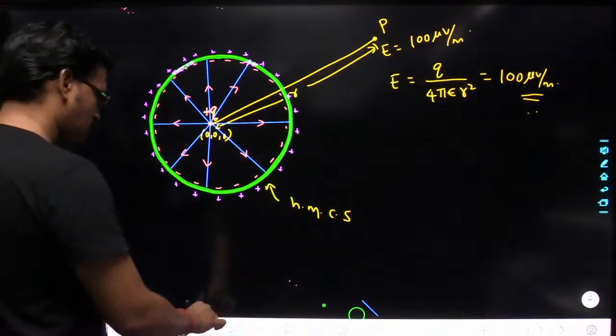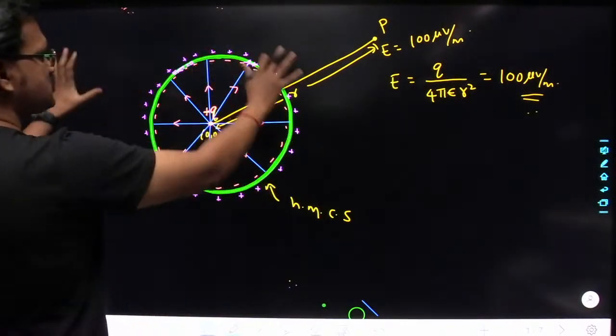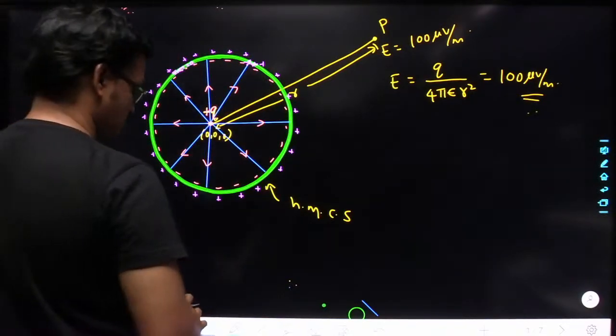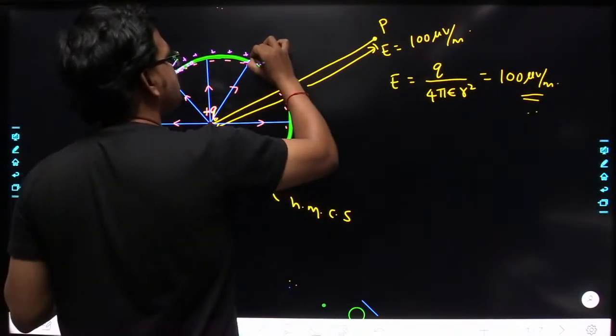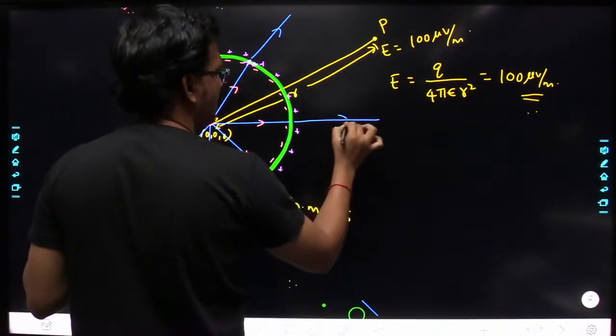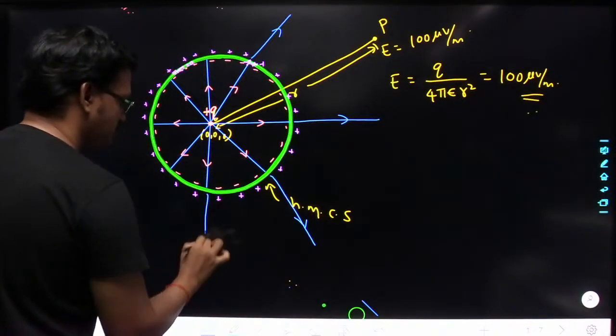Now see here, what happens? Outside the conducting sphere you are having positive charge. So it is going to set up an electric field outside the conducting sphere, right?